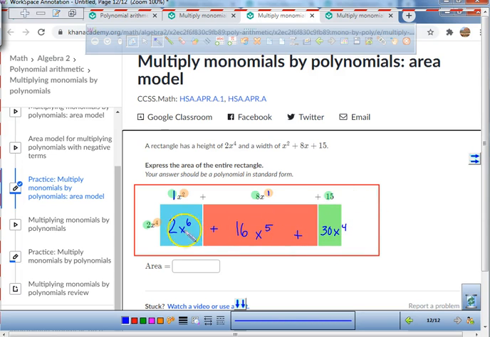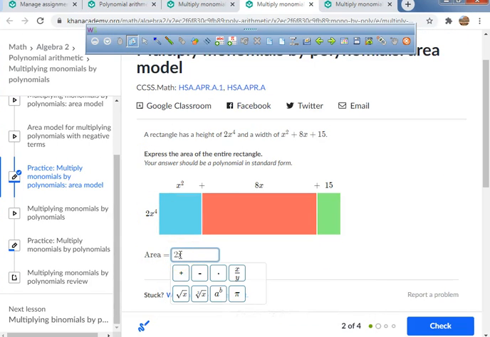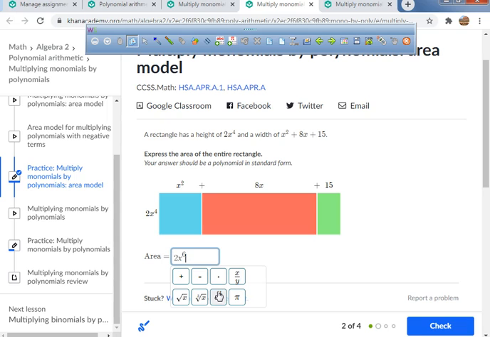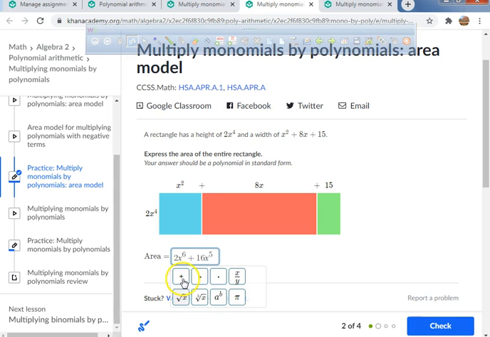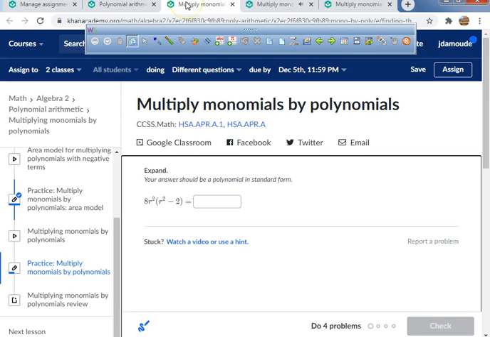Now, why can't we add all of these together? Because they're not like terms, right? X to the power of 6 can only be added to other x to the power of 6. So here's what we're going to write. This is the answer we're going to type in. So we're going to type in 2x raised to the power of 6 plus 16x to the power of 5. Gotta get a little right arrow there. Plus 30x to the power of 4. Boom, that's all you got to do. All right?